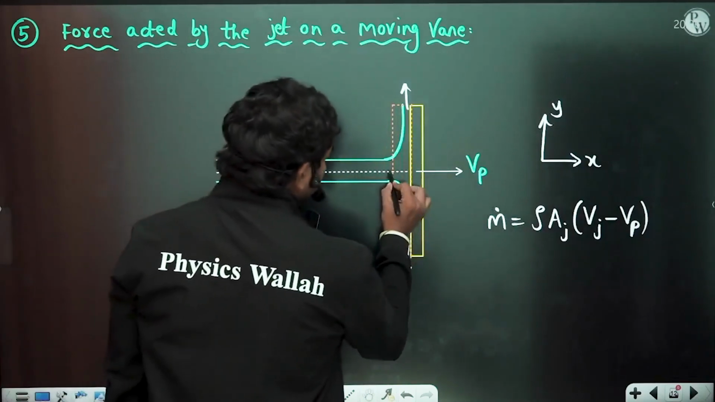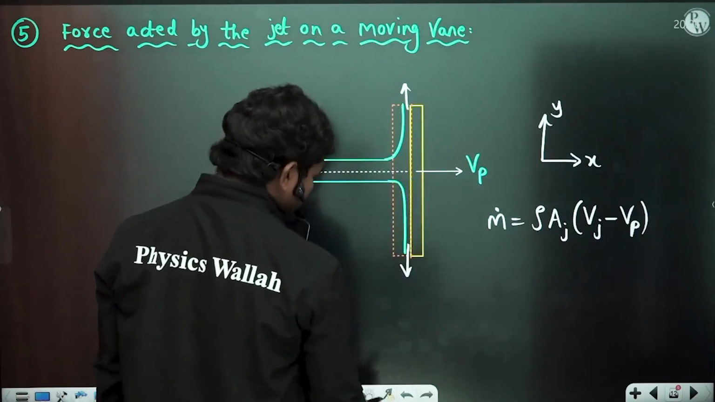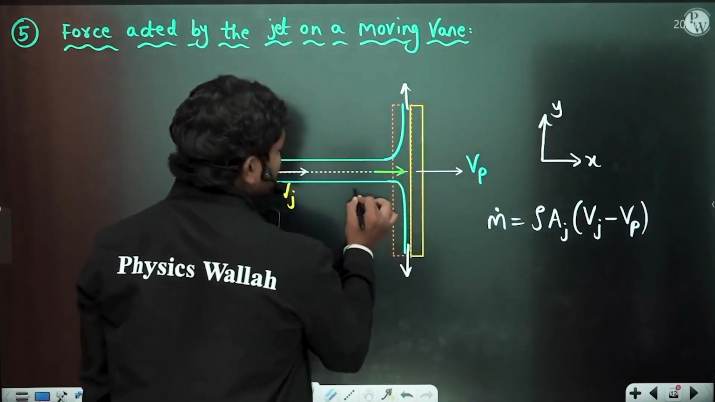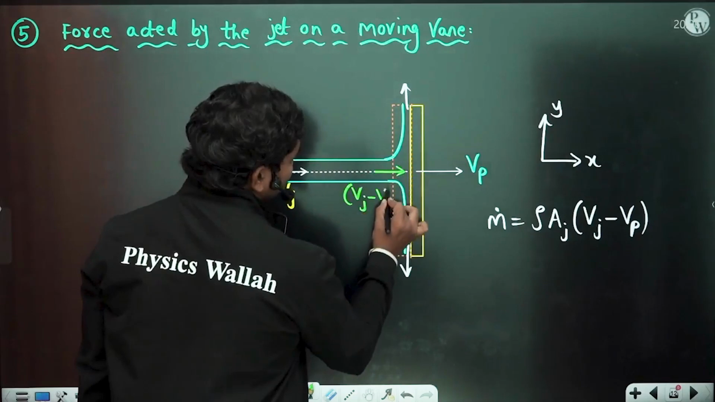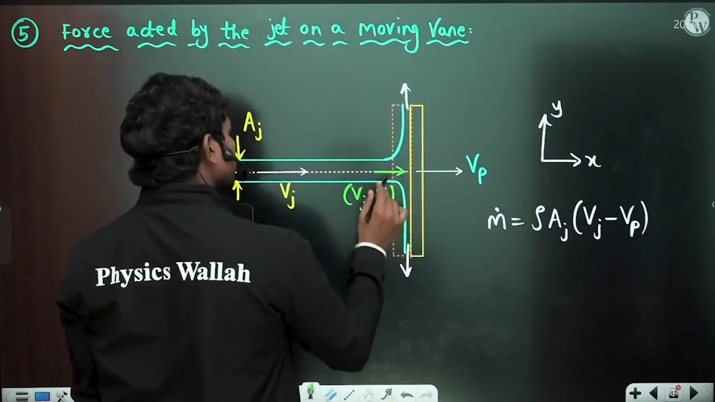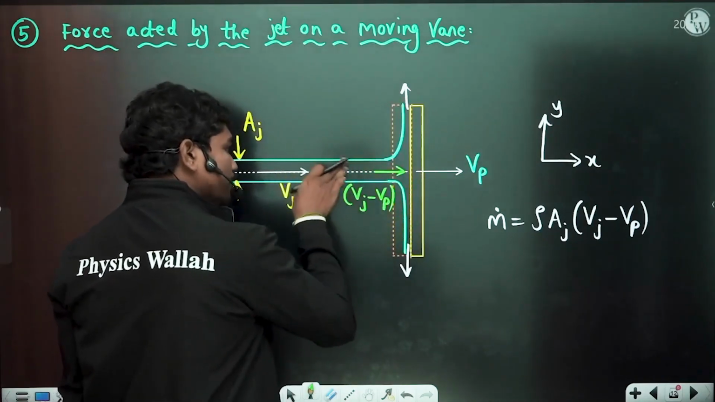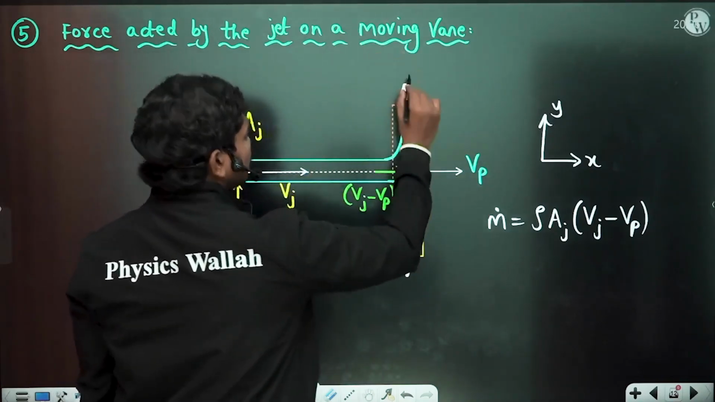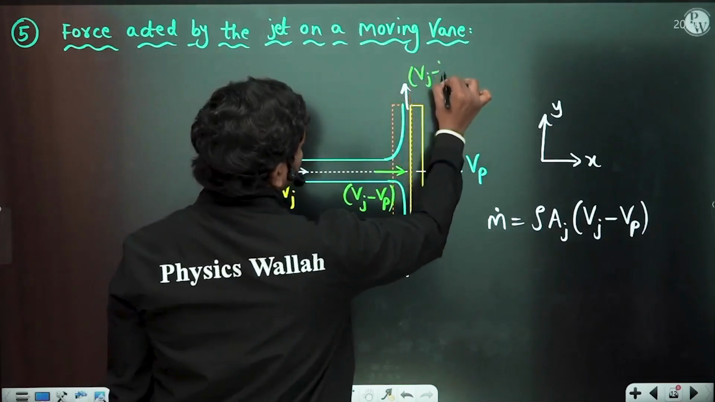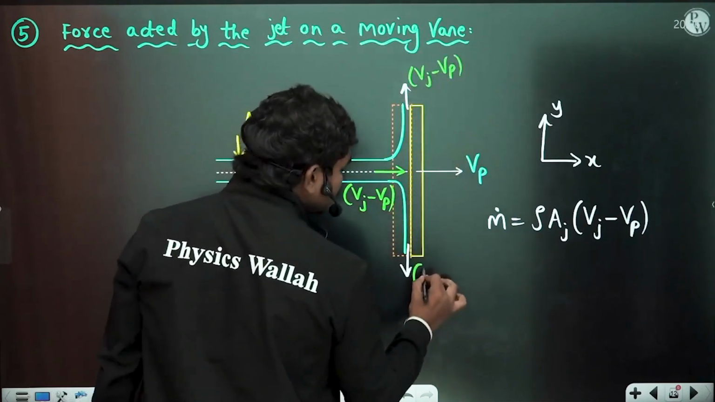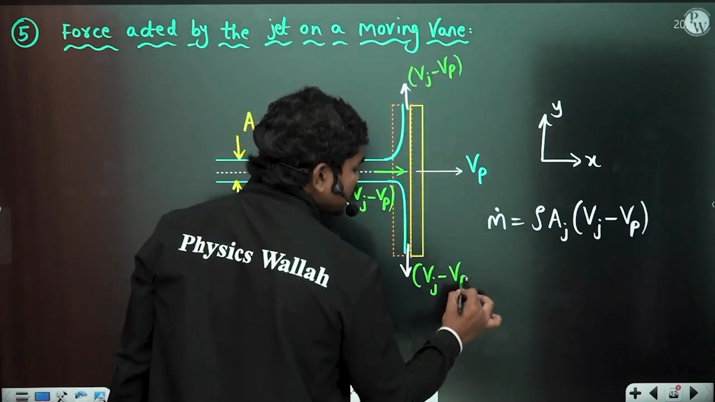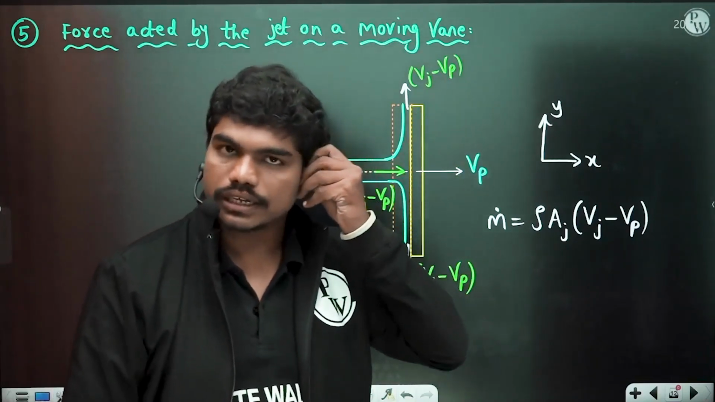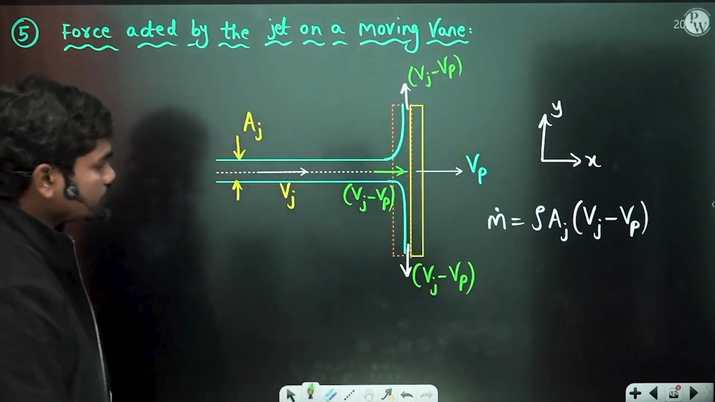So what is the velocity at which this is coming in? The relative velocity at this point, which is coming in, is Vj minus Vp. If this is entering at the relative velocity Vj minus Vp, then it leaves, whenever there is no friction along the length of this plate, with Vj minus Vp. Similarly here, Vj minus Vp is the relative velocity with which the fluid comes out, because it's the relative velocity. Clear? So let us apply the equations here.